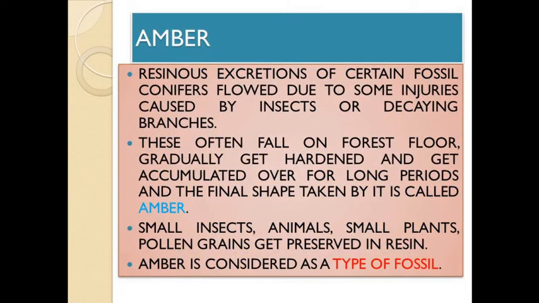These are resinous excretions of certain fossil conifers. When there is some injury to conifer trees like Pinus, the injury causes the exudation of resinous material, and this resinous material often falls on the forest floor, gradually hardens, and accumulates over a long period of time. The final shape taken by those resinous excretions is called amber. Small insects, animals, small plants, pollen grains get preserved in this resin. So amber is considered a type of fossil.